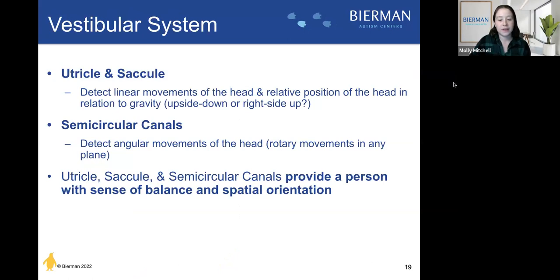So next we'll talk about the vestibular system. This is one of the hidden systems that Maddie briefly touched on at the beginning of this presentation. The vestibular system is located in the inner ear, with the different parts of the inner ear detecting different types of movement. The utricle and the saccule detect linear movements of the head, and the relative position of the head. So are we upside down or right side up? The semicircular canals detect the angular movements of the head, so moving in circles and in the diagonal type planes. And then all of them together provide a person with a sense of balance and spatial orientation.